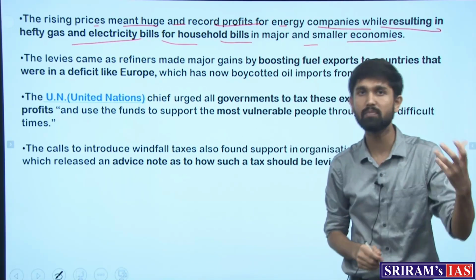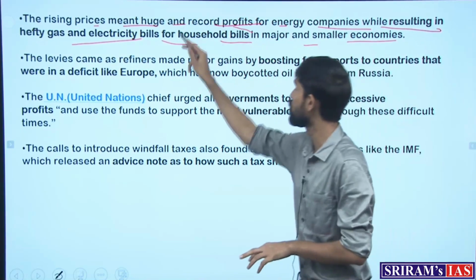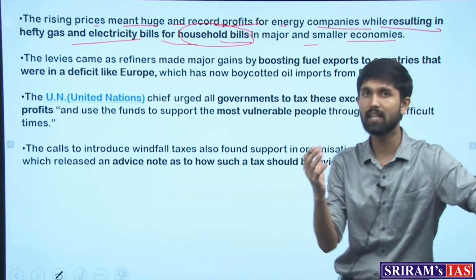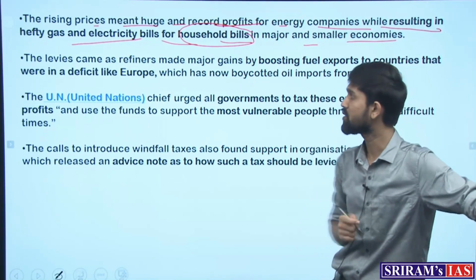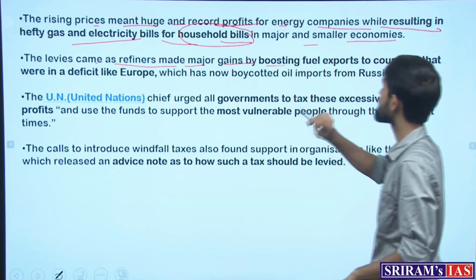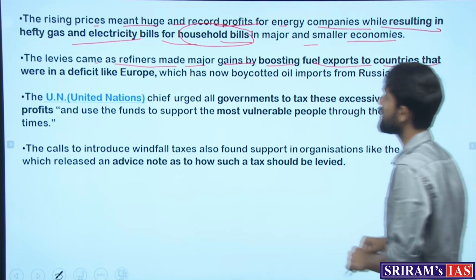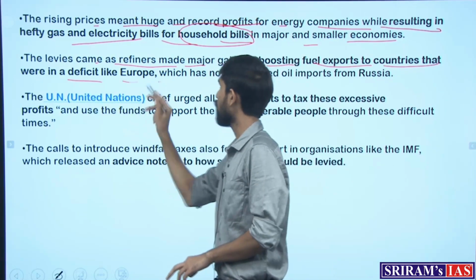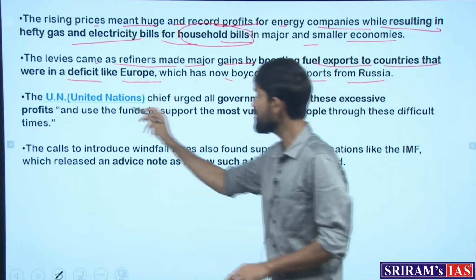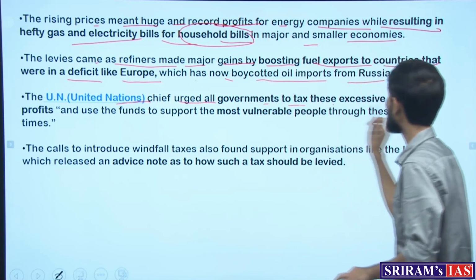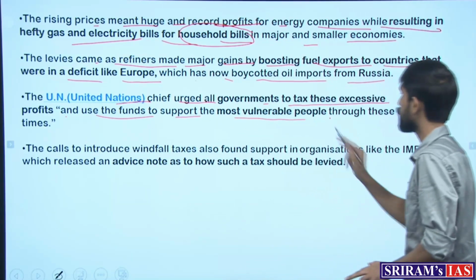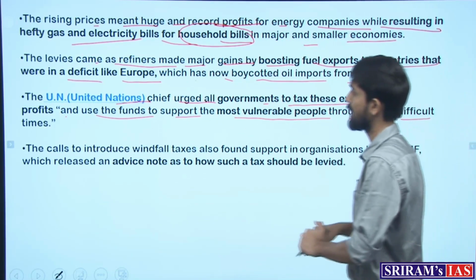So the brunt of these prices was faced by whom? The households which are using this electricity. And in order to redistribute this income, this windfall tax was initiated by the government. The levies came as refiners made major gains by boosting fuel exports to countries that were in a deficit, like Europe, which has now boycotted oil imports from Russia. And the UN chief urged all governments to tax these excessive profits and use the funds to support the most vulnerable people through these difficult times, right?